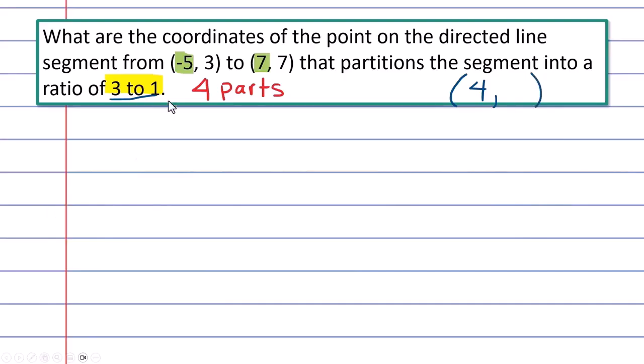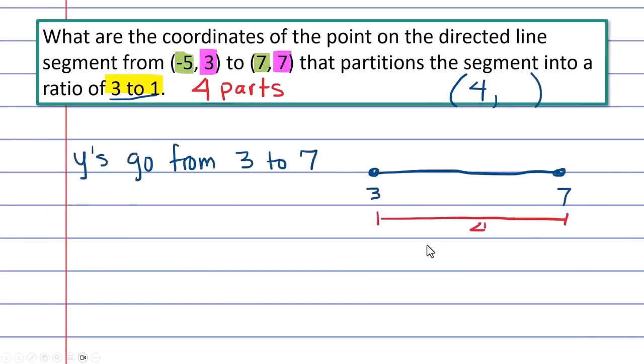Clear off my space. My y's are going from 3 to 7. Well, how far is that? Well, that's 4 units. Easy, right? 7 minus 3 is 4. I need to split 4 into 4 parts. That means each one is worth 1. So 3 plus 1, that's going to be 4. Add 1. We get a 5. Add 1. We get a 6. Yeah, sometimes it's easy. Okay, which point splits us into a ratio of 3-to-1? 1, 2, 3, right here. So it's 6. The y-coordinate of our answer is 6. That's how you do it when you don't have graph paper.